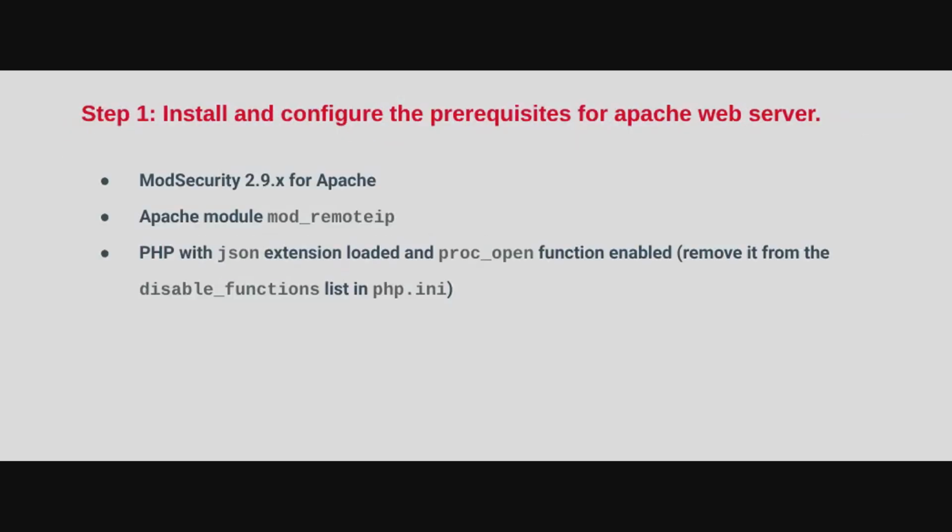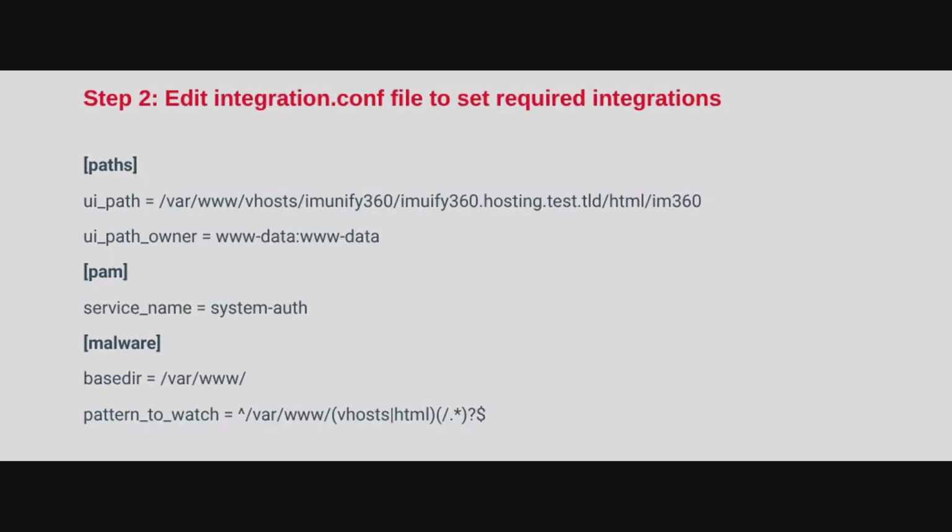Step 1. Install and configure the prerequisites for Apache web server. You can use ModSecurity 2.9x with Apache web server. Apache module called mod_remoteip is needed to get IP behind proxies. PHP with JSON extension loaded and proc_open function should be enabled for Imunify360 to work properly.